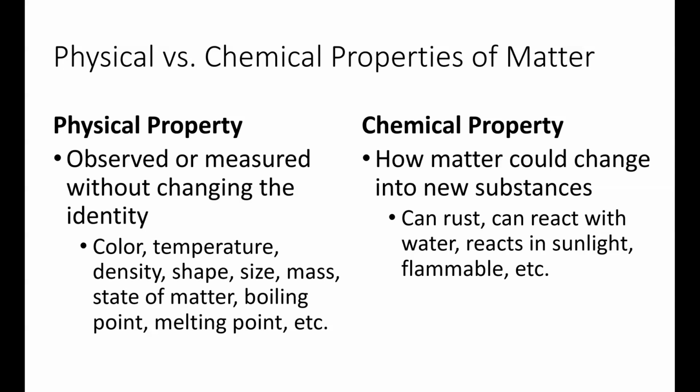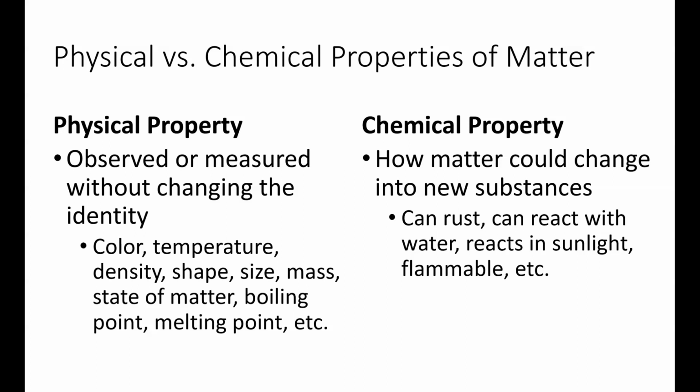Take a look at a little bit more about matter. We're going to look at physical and chemical properties of matter. Physical properties of matter are things that you can observe or measure without changing what that matter is. So you can look at what color it is, what temperature it is, what its density is, what its melting point is, what its boiling point is, without actually changing what it is.